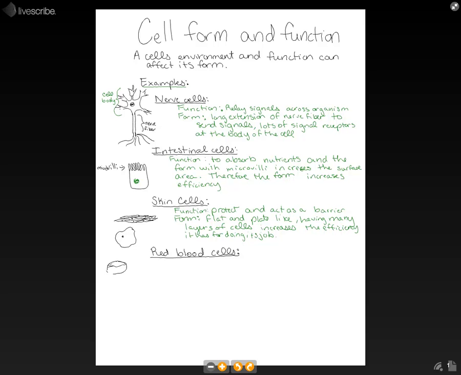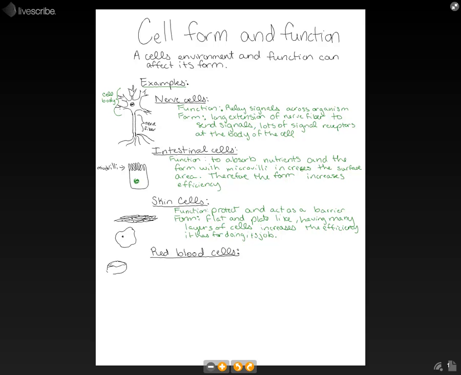And we can think about this a lot because if you scrape your arm or something, you don't always necessarily get hurt or bleed, but what you've done is you've scraped off some layers of cells probably. But because there's so many layers, you're protected from injury because of the form they have of being layered. And lastly, we're going to look at red blood cells.